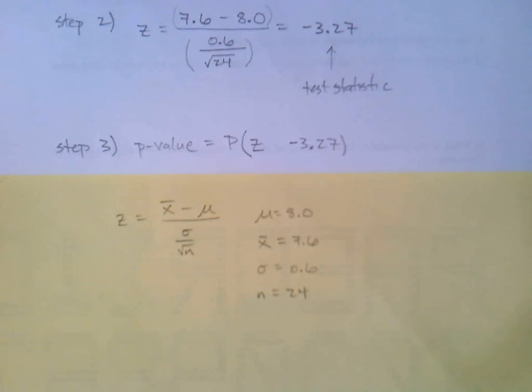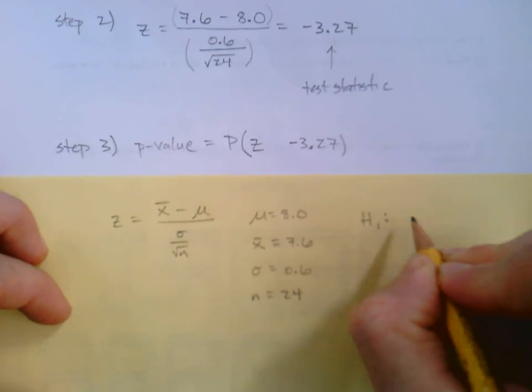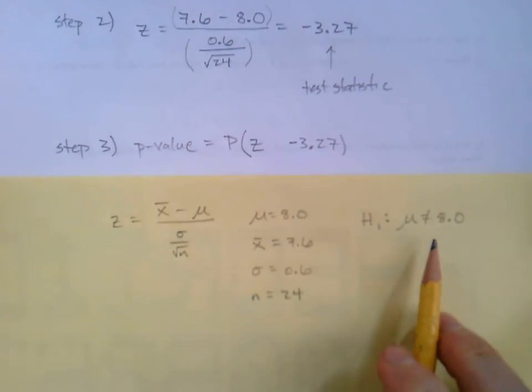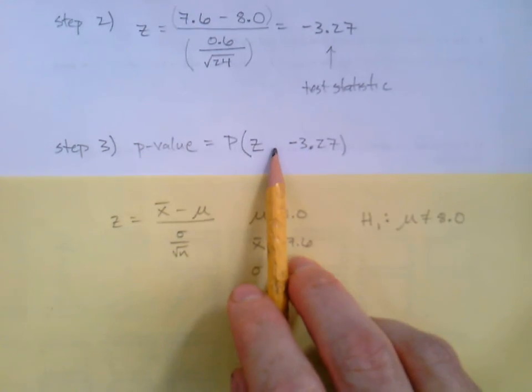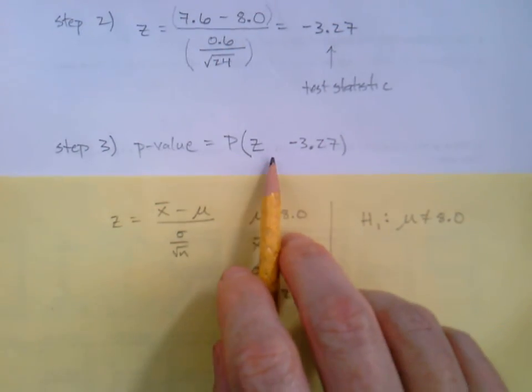So I told you in the last problem, always look back to the alternative hypothesis and it will match. But there's a problem here, right? The alternative hypothesis was a not equal. Oh no. But we have to have a greater than or a less than. But I look back here and it's a not equal. What do we do?